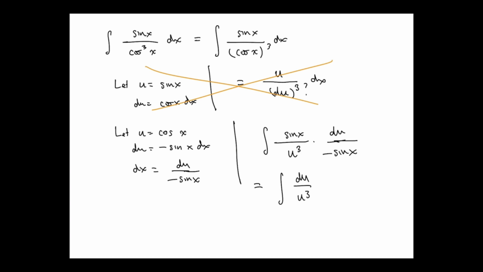Okay, so how should we think of du over u cubed? What's another way to write that? Yeah, negative, positive. What's a negative sign between friends? Yes, the negative.